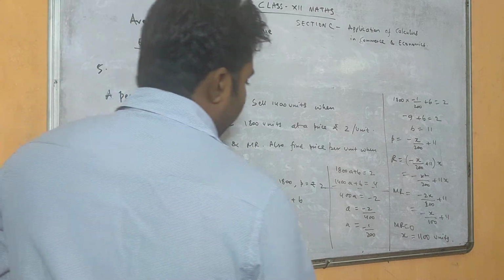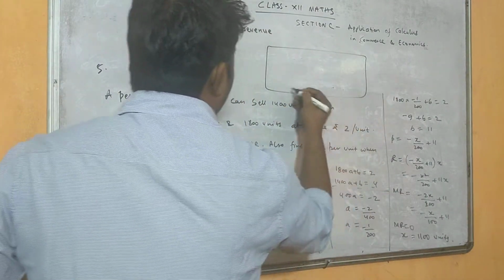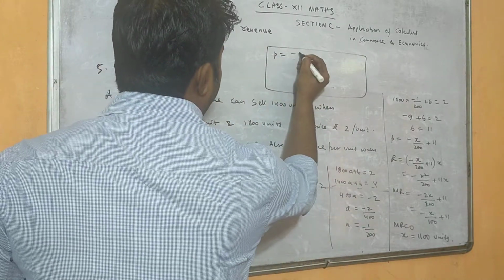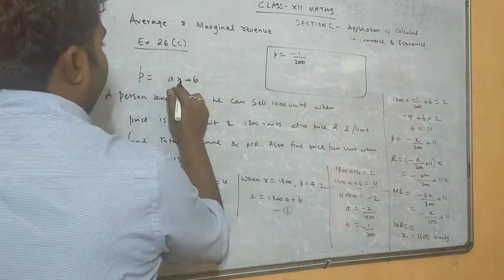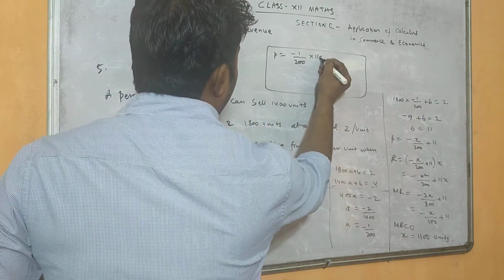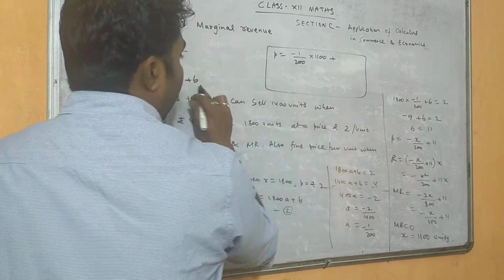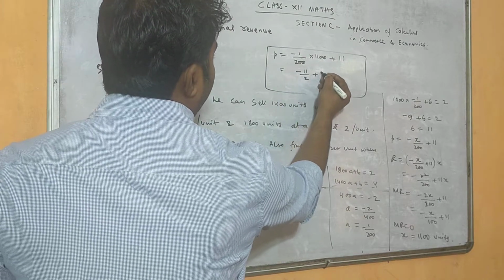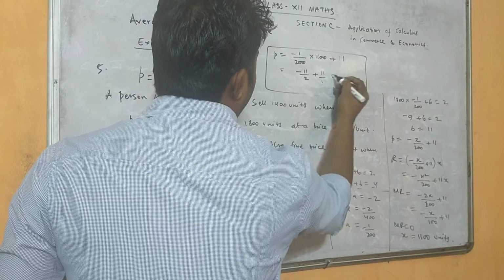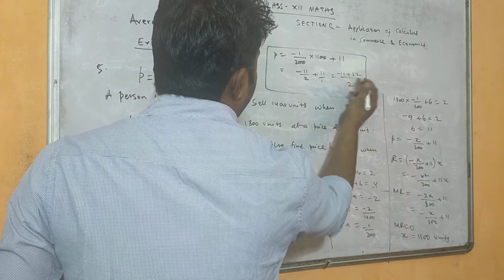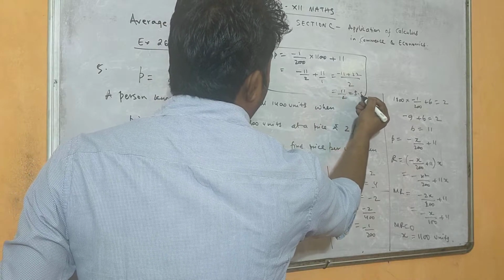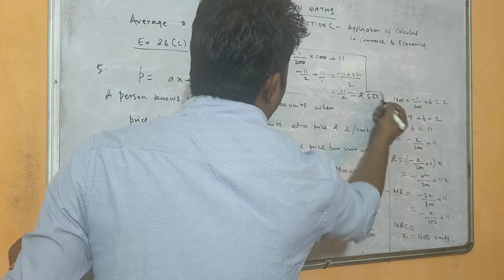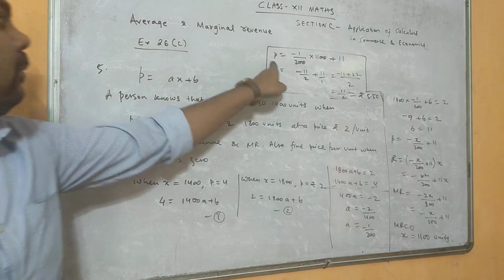So this is the last portion. Price per unit, what is our a? A value we got minus 1 by 200, right? What is our X? X we got here 1100 plus what is our b? B is 11. So 200 and 1100 got cancelled. That means minus 11 by 2 plus 11. If you take LCM, that means minus 11 plus 22. That is 22 minus 11, that is 11 by 2. That is 5.5. So this is our answer. Rupees 5.50, 5 rupees 50 paisa. So price per unit is 5 rupees 50 paisa.